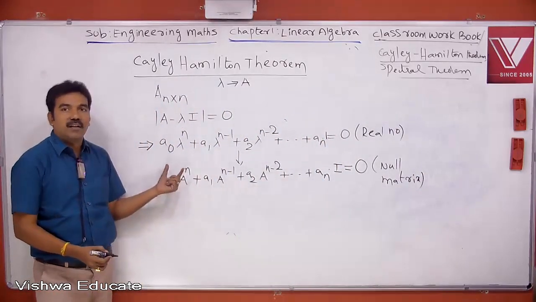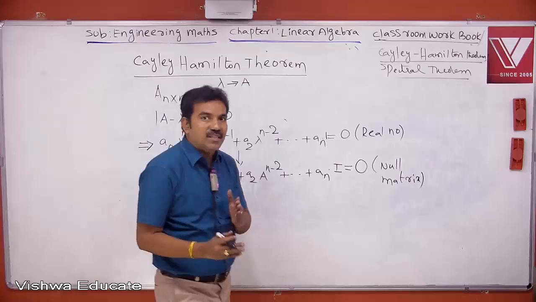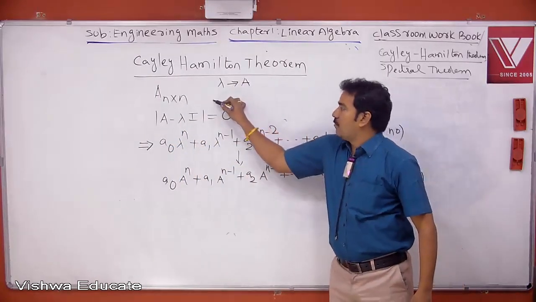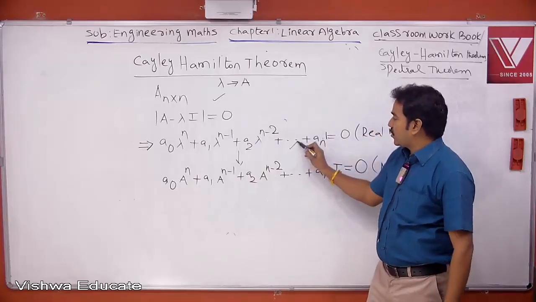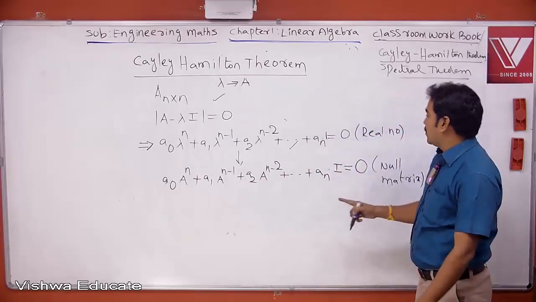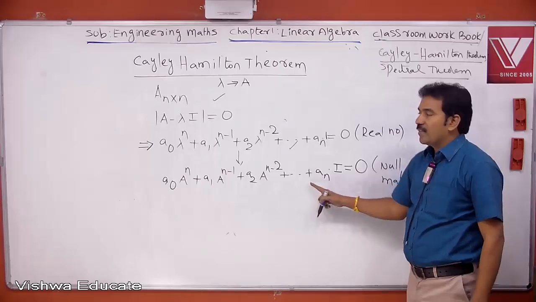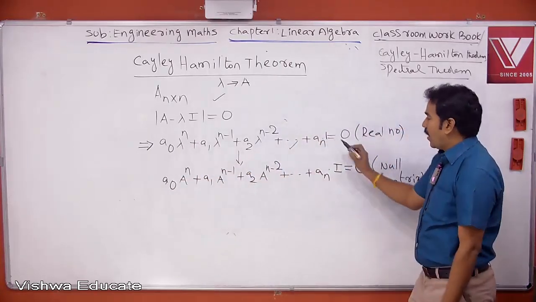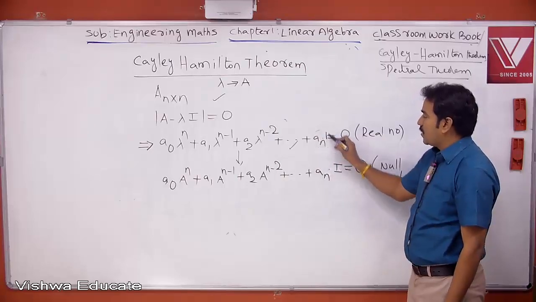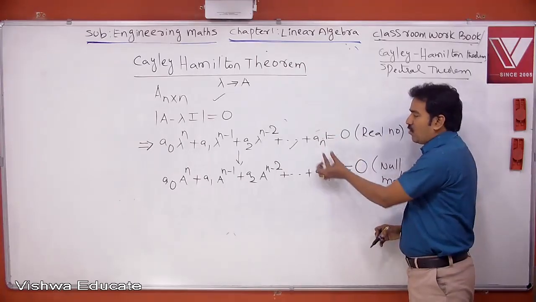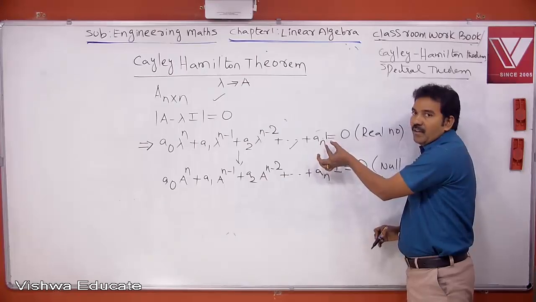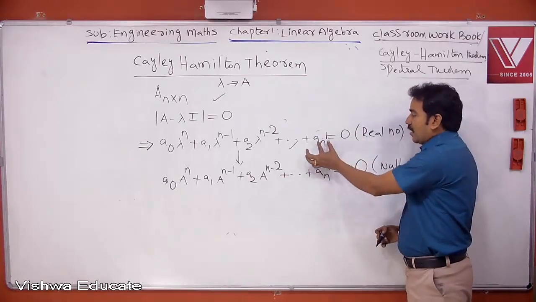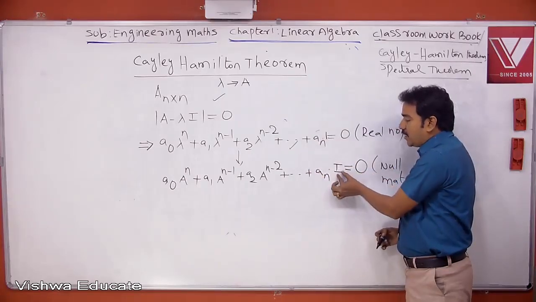Therefore, what is the conclusion of the Cayley-Hamilton theorem? Every square matrix satisfies its own characteristic equation. This is my general n cross n matrix, and this is my characteristic equation. Replace lambda by the matrix A. At the last, the constant is replaced by a constant into I, because this an is an into 1. The identity matrix has all eigenvalues equal to 1. Therefore, the last constant an is replaced by an into 1.